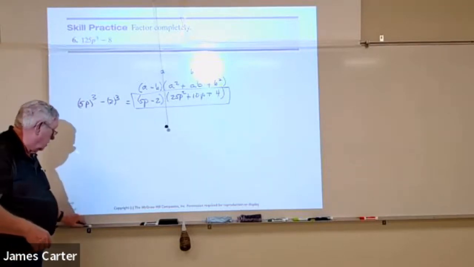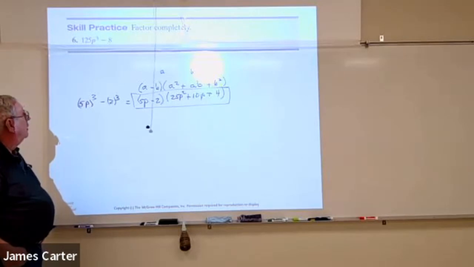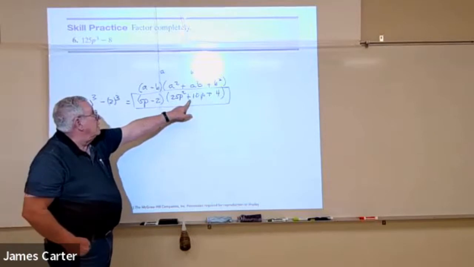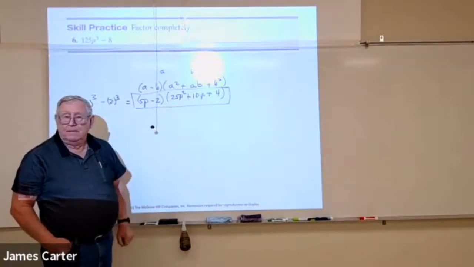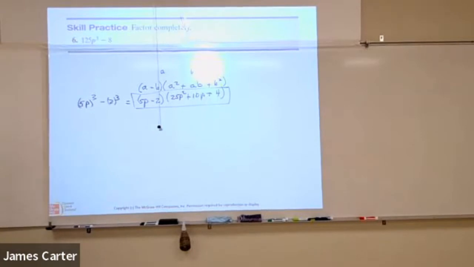Sir? Yes. Wouldn't it be 25p squared minus 10p? Where? With the minus, it's a squared. With the minus, this becomes plus. With a plus, it becomes minus. It's the opposite on the trinomial. Okay. All right. Any other questions?